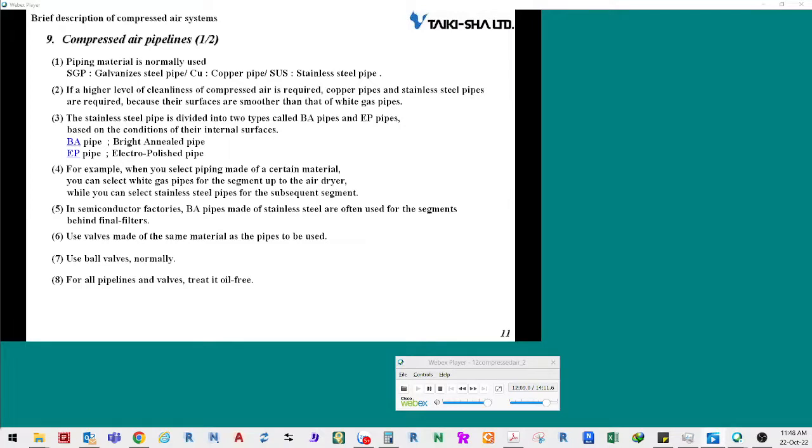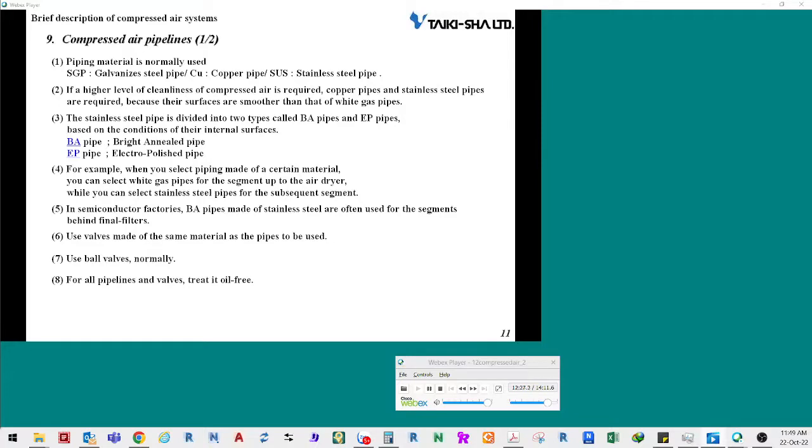The stainless steel pipe is divided into two types called BA pipes and EP pipes, based on the conditions of their internal surfaces. For example, when you select piping made of a certain material, you can select white gas pipes for the segment up to the air dryer, while you can select stainless steel pipes for the subsequent segment.